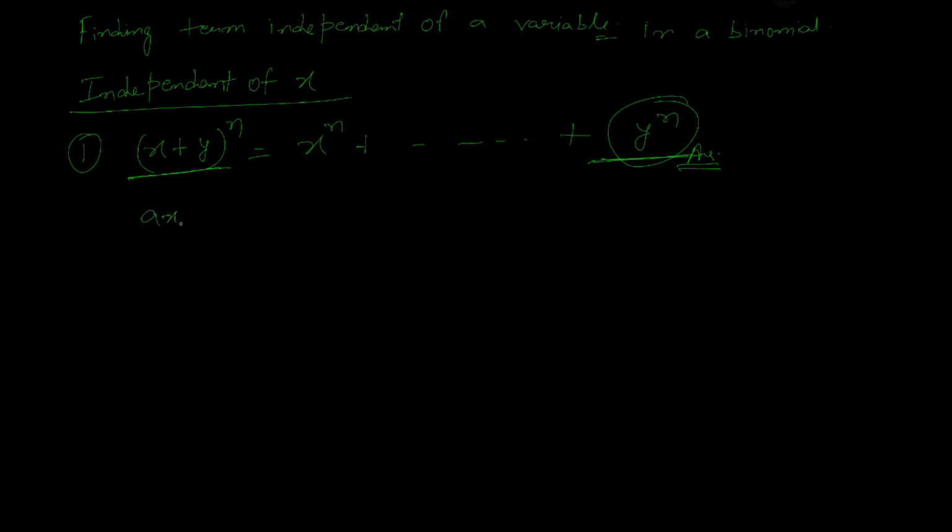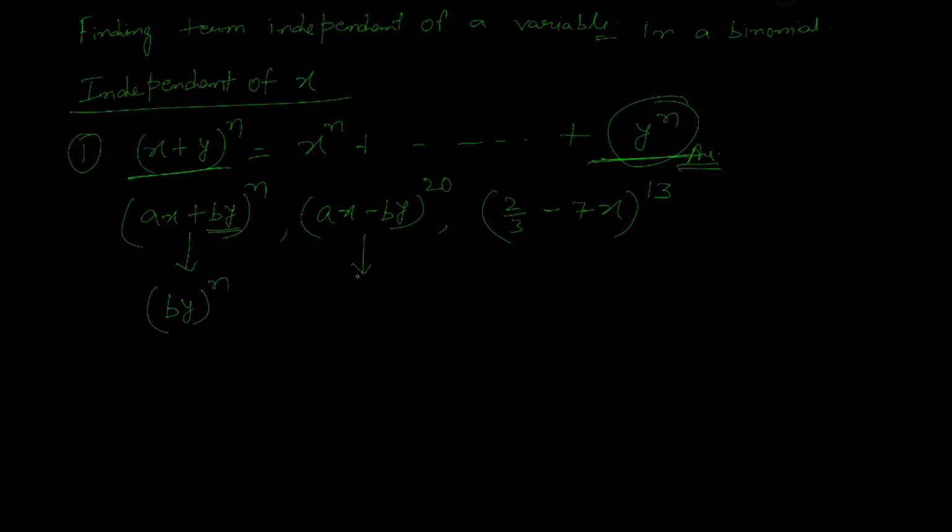So whether it is (ax + by)^n or anything for that matter, (ax − by)^n, or if it is (2/3 − 7x) to the power, let's say, this is 20 and this is 13, very easily we can find the terms independent of x. In this, the term independent of x will be only the last term, that is (by)^n. In this, the term independent of x will be (−by)^20. Am I right? Now this one, you can also put 20C20 here. You can also put nC n here.